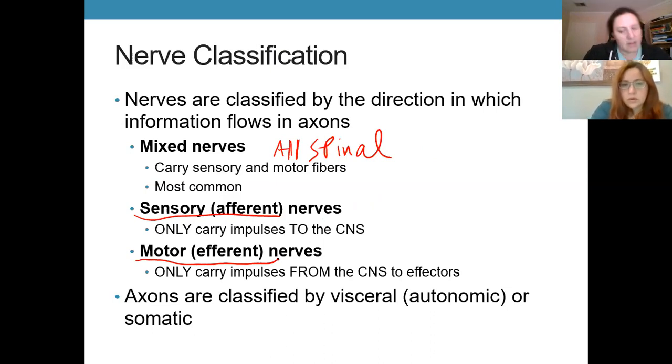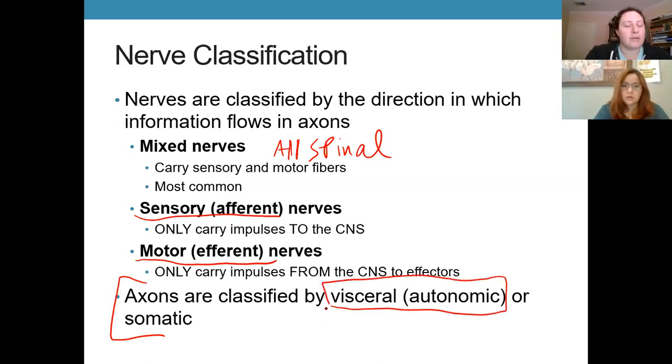Axons within nerves, and occasionally nerves if they branch enough, are classified as being either visceral, and remember visceral is basically synonymous with autonomic, or somatic. And we're going to talk way more about that later, okay? So we're not going to get too hung up on this classification, but I just want you to be aware of it because when we look at cranial nerves, part of the way that they are described is by whether they're mixed, sensory or motor, okay? But all spinal nerves are mixed, and it's kind of silly to dwell on it.